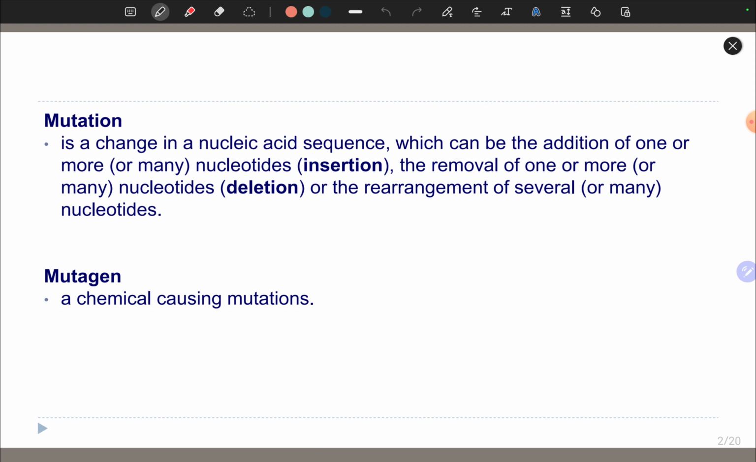So anything that could cause mutation is considered mutagen, not only chemicals.